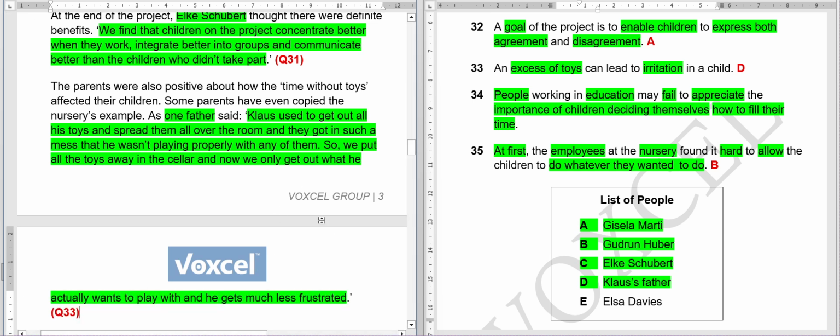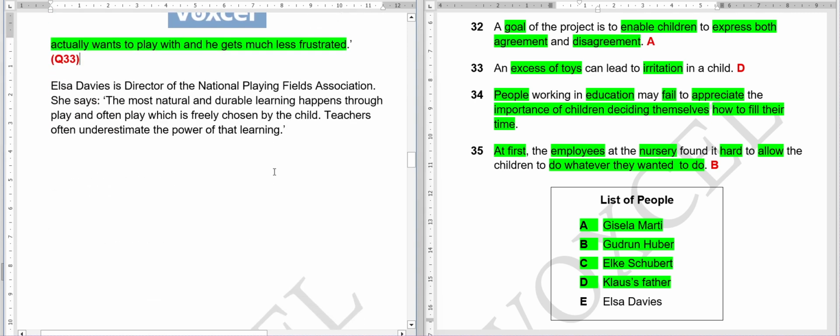I hope everybody understands this particular thing. So here they said "accessor twice" called irritation. So he wasn't playing properly. Now we do give them what he wants. Clear? Now, last paragraph. Elsa Davis.